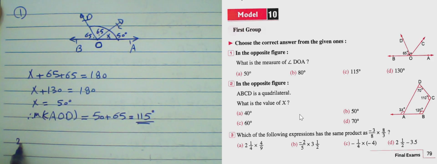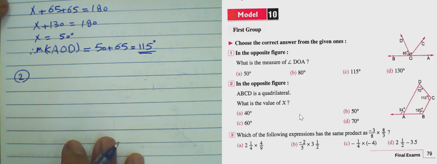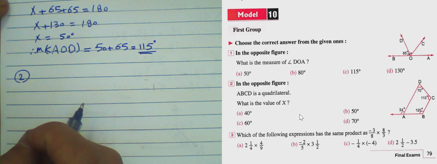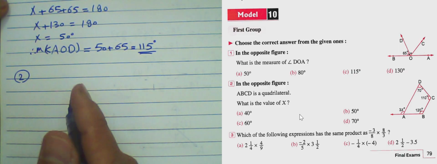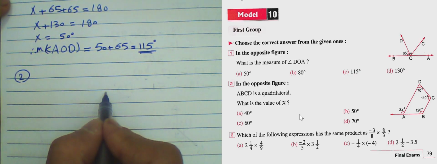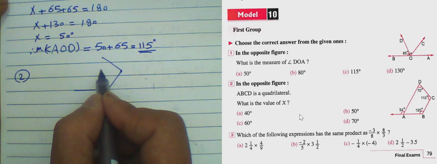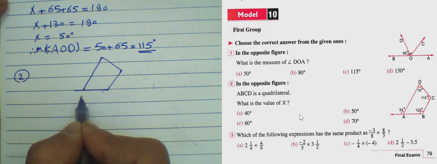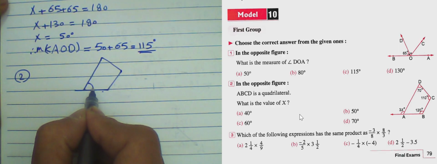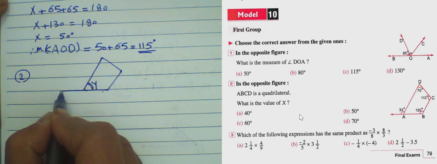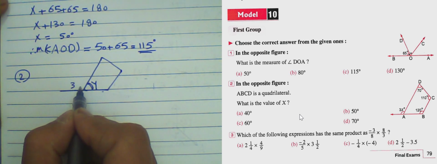Angle EOD equals angle EOC plus angle COD. Next question. We want to find the value of x. We have a quadrilateral. The sum of the interior angles of a quadrilateral equals 360. You can find the measure of angle DAB in the first step. Put y, where y refers to the unknown angle.